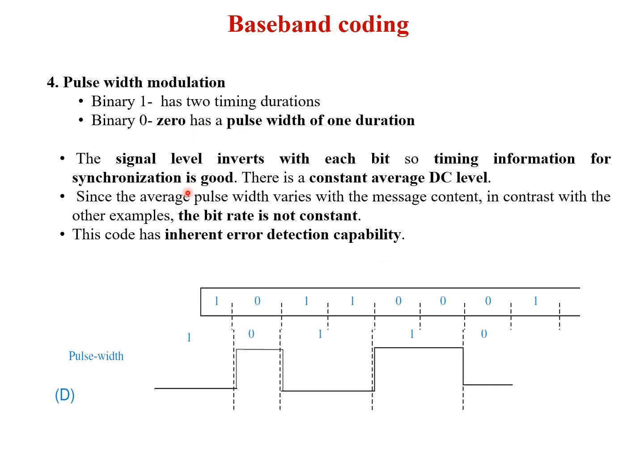Here the signal level inverts with each bit, 0 to 1, then 1 to 0. So the timing information for synchronization will be good. The average DC level will be constant. Since the average pulse width varies with message content, the bit rate is not constant. So this code has inherent error detection capabilities.